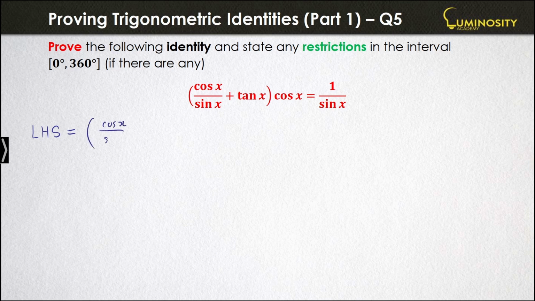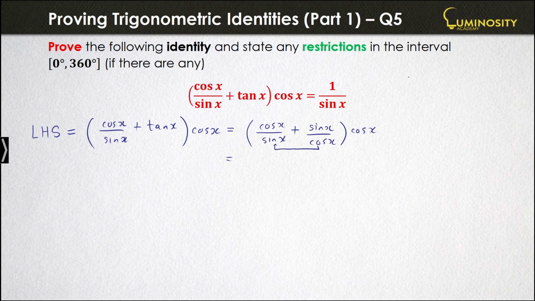Okay, so let's write out the left-hand side. I have two terms in this one bracket times a cos x term on the right-hand side. So before I do anything, I want to simplify that bracket. So I'm going to have cos x over sin x, and then tan x, I know by the quotient identity, is sin x over cos x, all times cos x. Okay, and now I can get an LCD of sin x cos x.